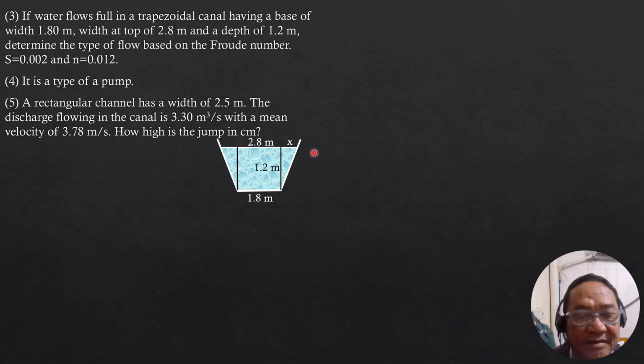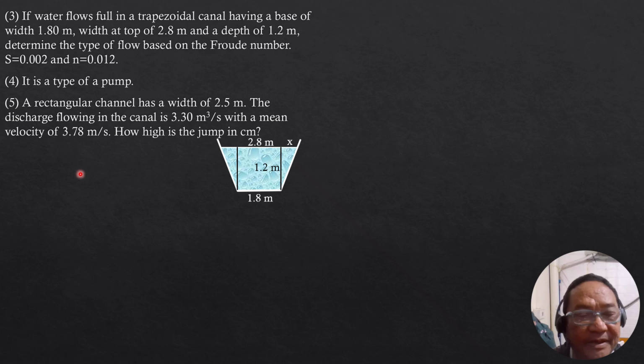So this is the cross-section of the trapezoidal channel, 1.8 width at the bottom, width at the top 2.8, and the depth of flow, 1.2 meters. I'll just call that X for computing the perimeter. This is also X. So 2x plus 1.8 equals 2.8. 2.8 minus 1.8 is 1 divided by 2. So x is 0.5. So take note of that.